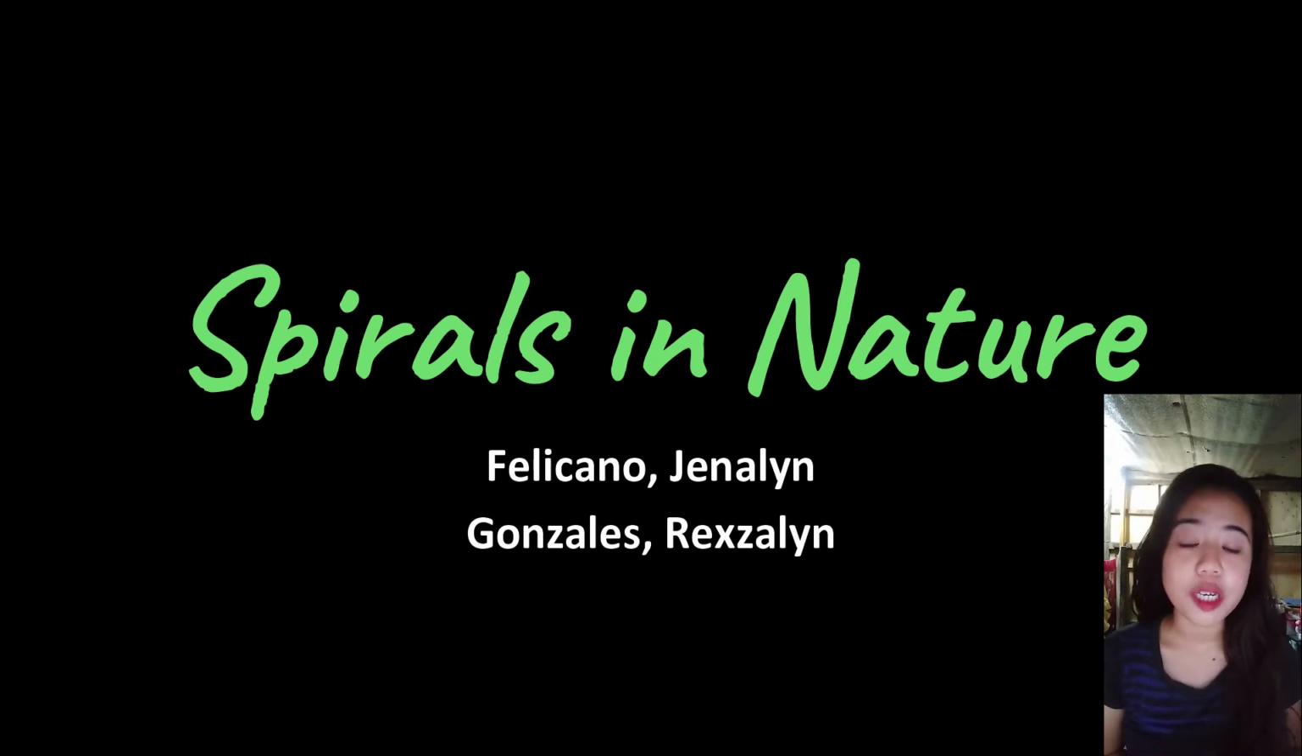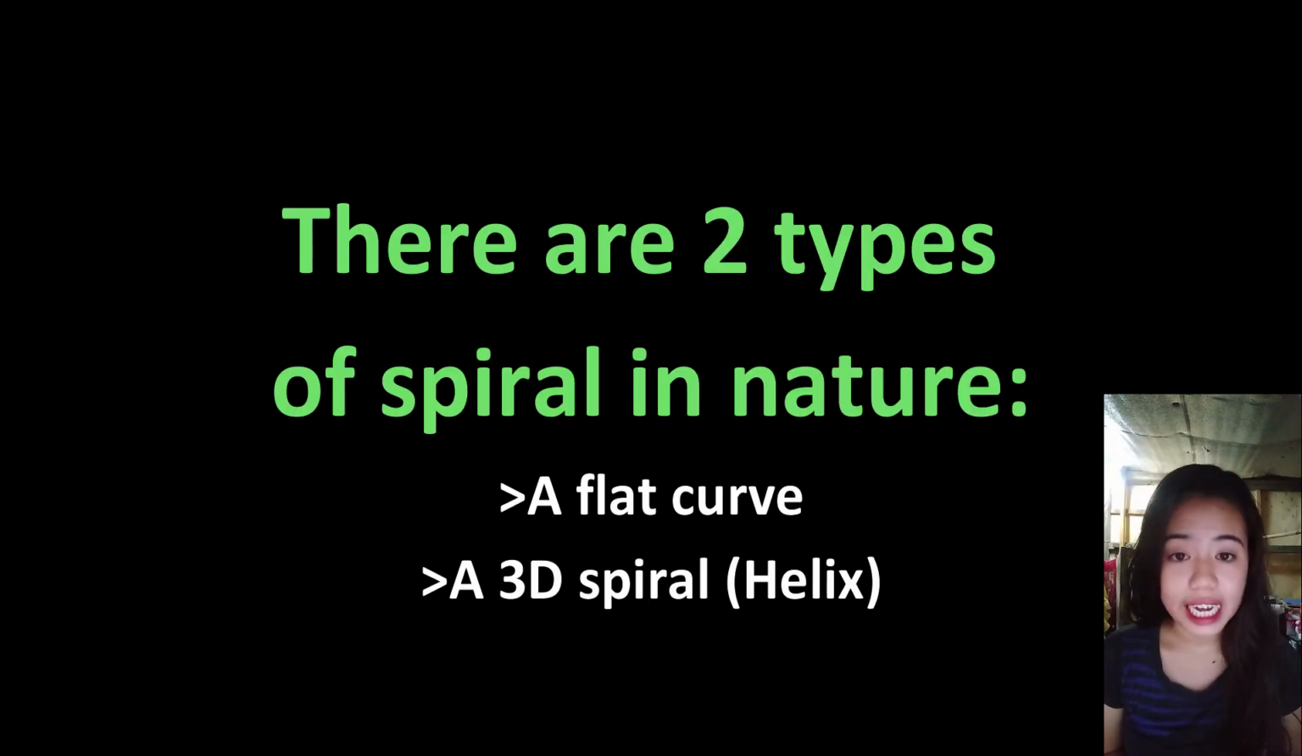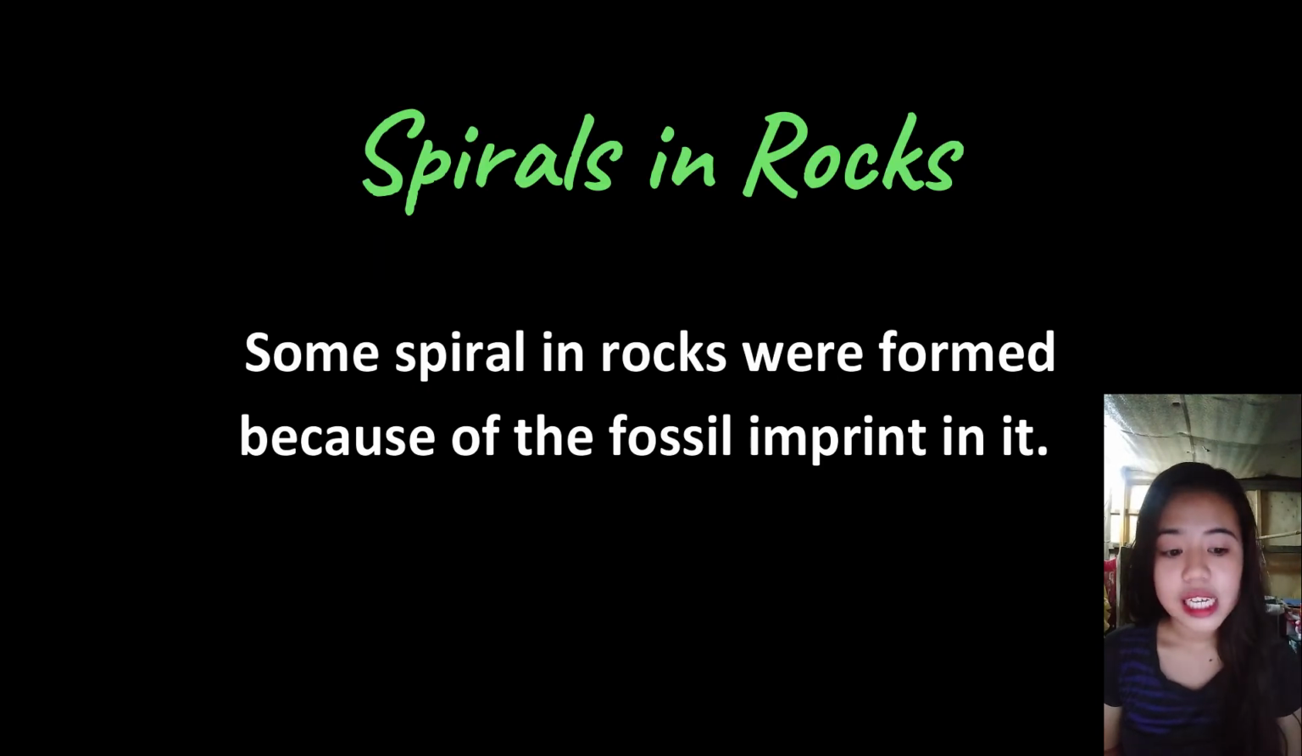We are going to present to you some amazing examples of spiral in nature. We will show you spirals in rocks, plants, seeds, shells, animals, and space. There are two types of spiral in nature, a flat curve and a 3D spiral, which is also known as a helix. Some spirals in rocks were formed because of the fossil imprint in them.